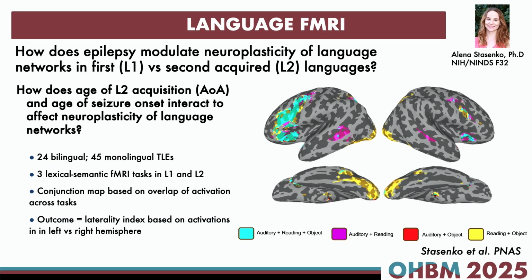Of course, one cannot talk about language fMRI without thinking about factors such as bilingualism. This is a slide and a project from Elena Stasenko at UCSD, who I work with her mentor, Carrie McDonald. What she was interested in were epilepsy people primarily, so she was interested to see how epilepsy modulates the plasticity of language networks in the first language versus the second language, and if the age of seizure onset interacts. So she looked at 24 bilinguals, 45 monolinguals, and 3 tasks, and then looked at a conjunction map.